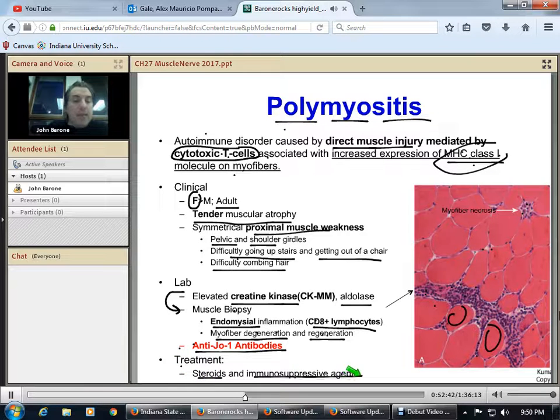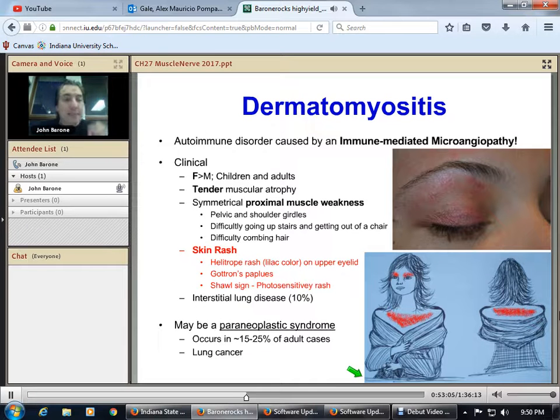Now, let's talk about treatment. How do you treat all autoimmune diseases? Steroids and immunosuppression. Okay? So again, think of the patient. Middle-aged woman comes in with proximal weakness. Trouble getting out of a chair, trouble combing the hair, CPK is elevated, so you do a muscle biopsy. You see inflammation, cytotoxic T cells around each cell attacking and killing it. That's diagnostic for polymyositis.